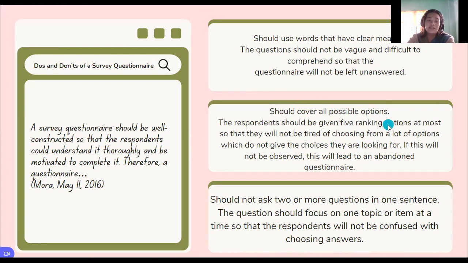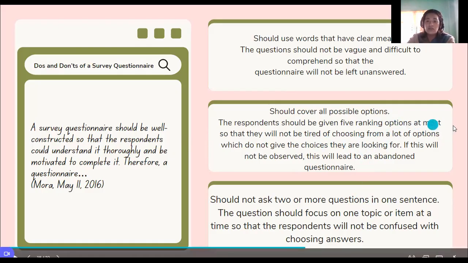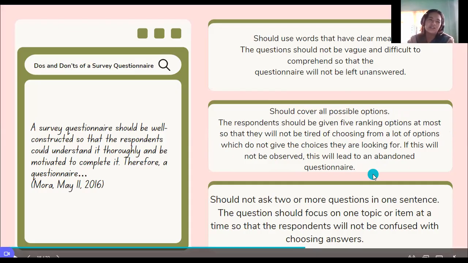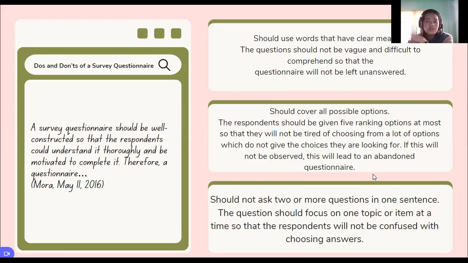The next one is that a survey questionnaire should cover all possible options. The respondent should be given 5 ranking options at most so that they will not be tired of choosing from a lot of options, which should not give choices they are looking for. If this will not be observed, this will lead to an abandoned questionnaire. So if there are too many options, say for example, a ranking of 1 to 10, sometimes the respondent cannot relate to having that many responses.